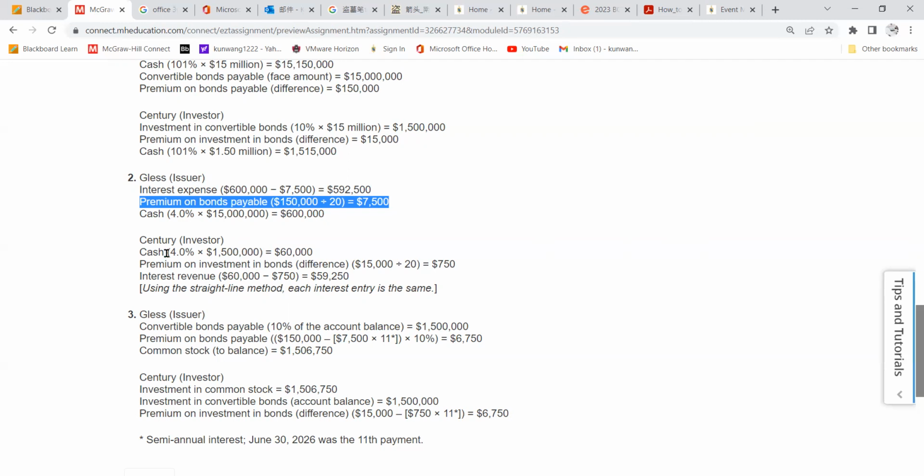The calculation for the buyer is the same, but it's only 10%. So it's only 10% of the related calculation on the seller's side. So 60,000 is the cash interest, premium amortization is 750, and the interest revenue is also 1%. So straight line depreciation.